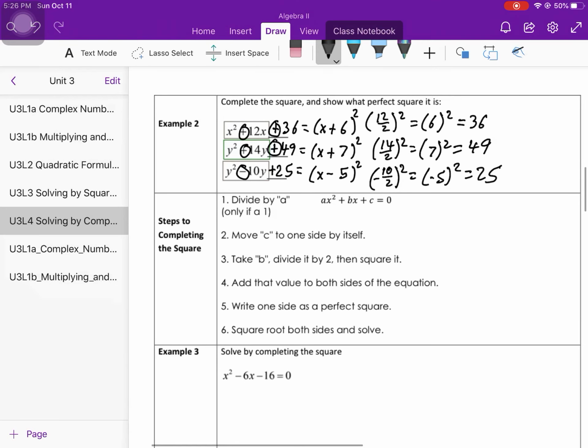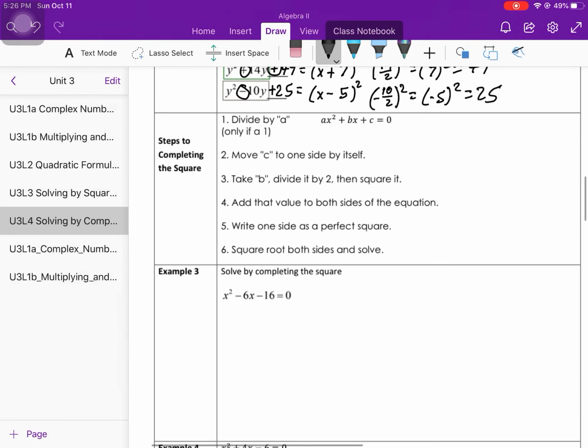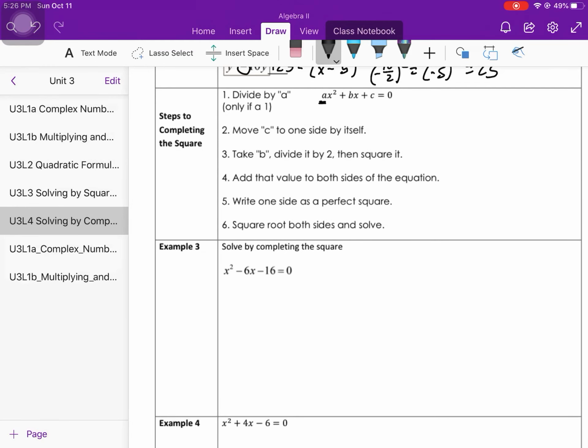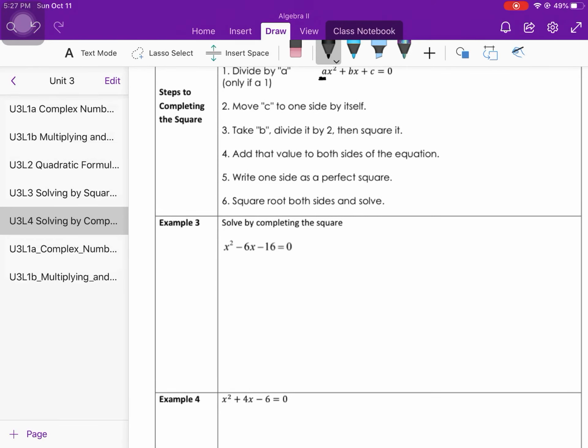Okay. Now, this is just recognizing the pattern. This actually isn't any of the solving part. It's just to practice the pattern recognition. So the steps for completing the square is first off, divide by a only if a isn't 1. So we always want the coefficient of the x squared to be 1. Then for number 2, we got to move c to one side by itself. So move the constant to the other side. And take b, divide it by 2, and square it, which is the completing the square, what we were practicing up above. And then we're going to just finish off the rest of the process to get the answer.